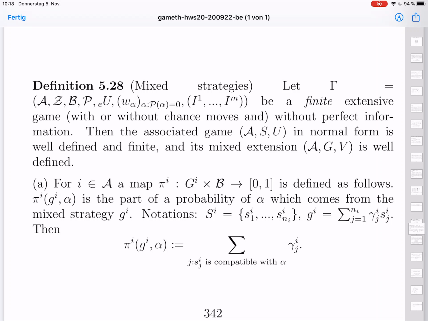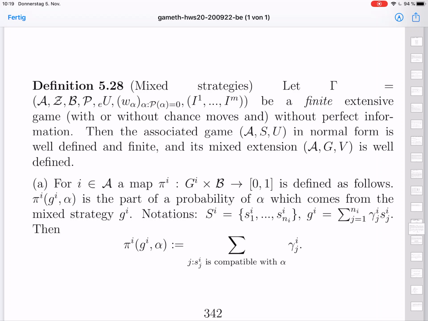Here I have introduced the notations. The set of pure strategies of player I is enumerated by s_i1 to s_iN_i. So N_i is the number of pure strategies of player I, and g_i is the corresponding mixed strategy. The coefficients are called gamma_ij. So the coefficients give us a probability distribution over this set S_i of pure strategies.